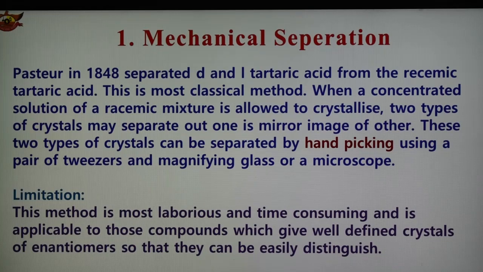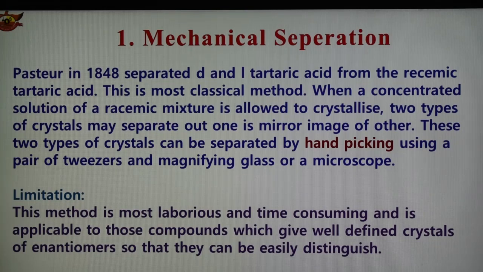So this is simple. We simply have to separate the two types of crystals, which are mirror images of each other, by hand picking. There are also limitations. This method is most laborious and time consuming, and therefore it is applicable only to those compounds which give well defined crystals of enantiomers, so that they can be easily separated.